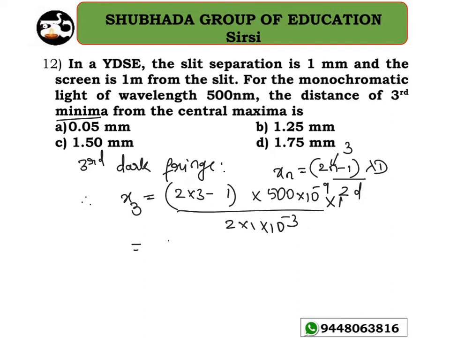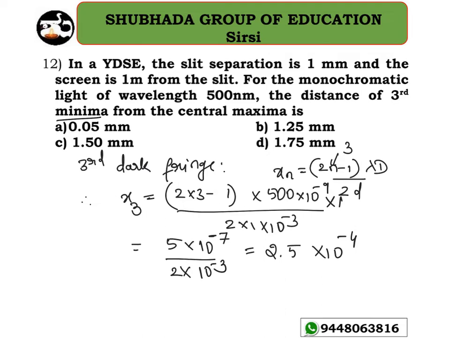So what are we left with? 5 into 10 to the power of minus 7 divided by 2 into 10 to the power of minus 3. So I will get 2.5 into 10 to the power of, 10 to the power of 5 by 2 is 2.5, right? 2.5 into 10 to the power of minus 4 I will get here. So what might be the correct answer for this one now?